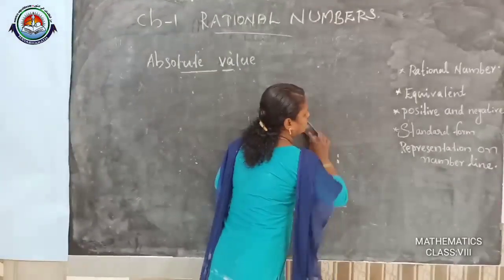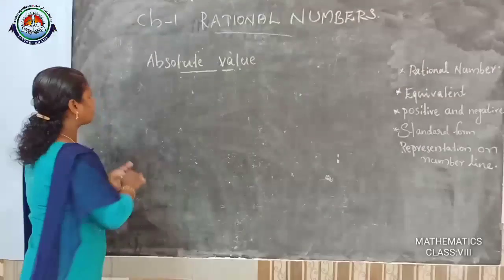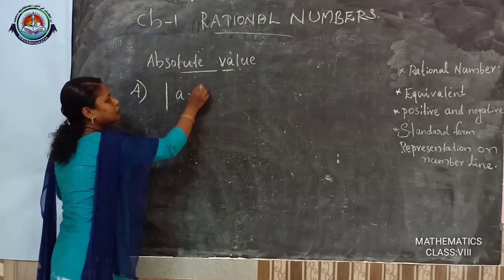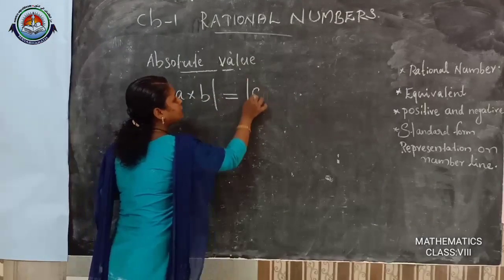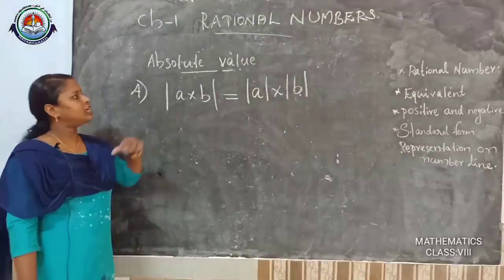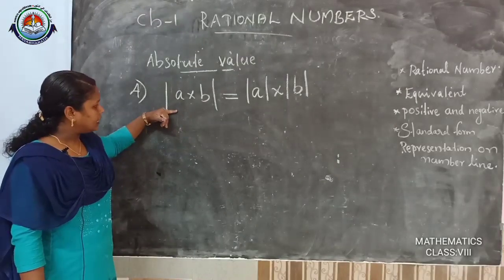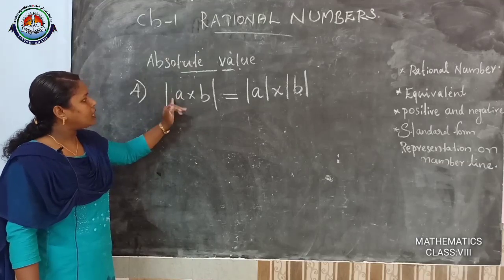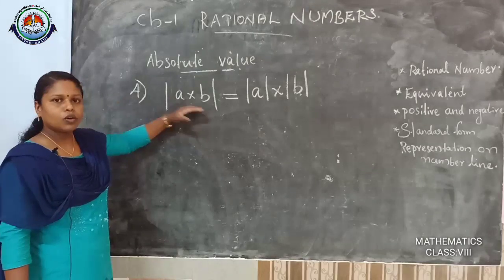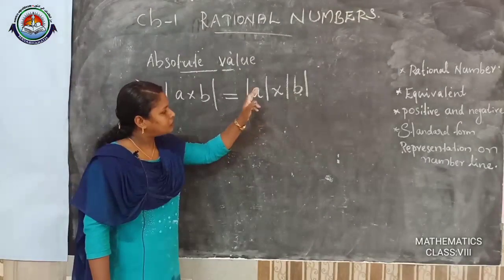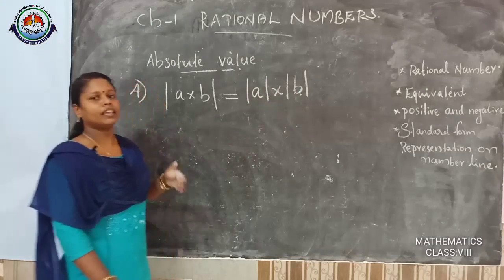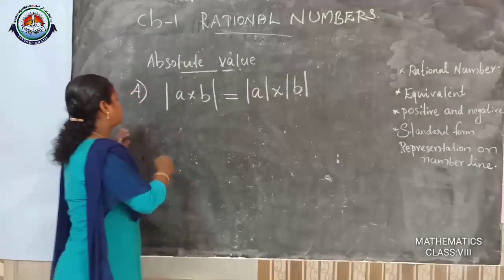multiplication, that is related to multiplication. That is the fourth one, absolute value of a into b is equal to absolute value of a into absolute value of b. For multiplication, we are multiplying the numbers and we are taking the absolute value of the product. Here we first find the absolute value of each number, then we multiply those absolute values.